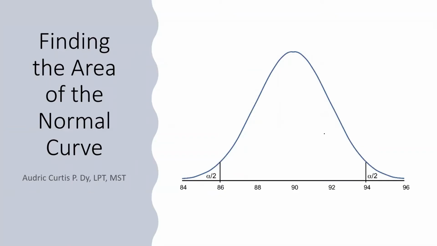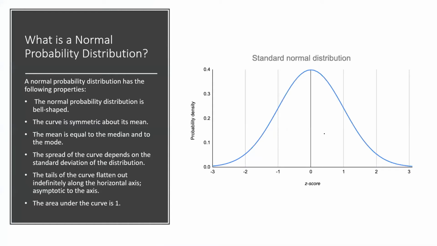So our topic for today is finding the area of the normal curve. Okay, but before finding the area, let me introduce what a normal probability distribution is. So when we say a normal probability distribution, it has the following properties.